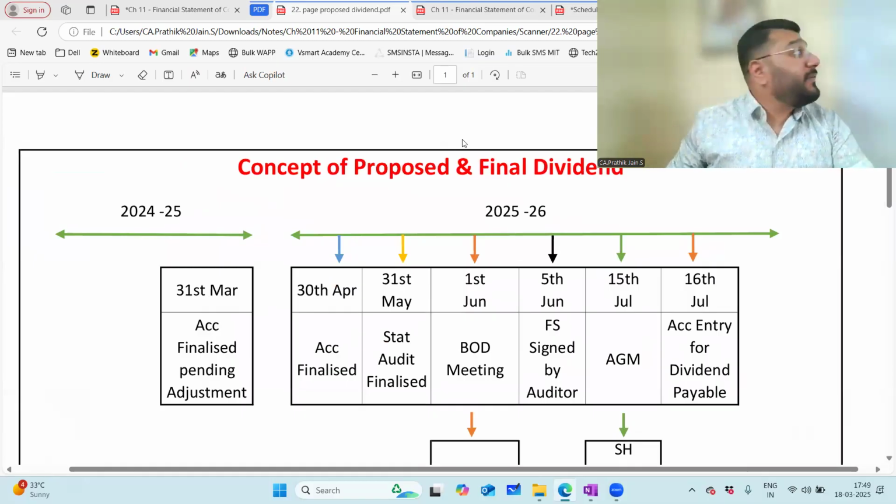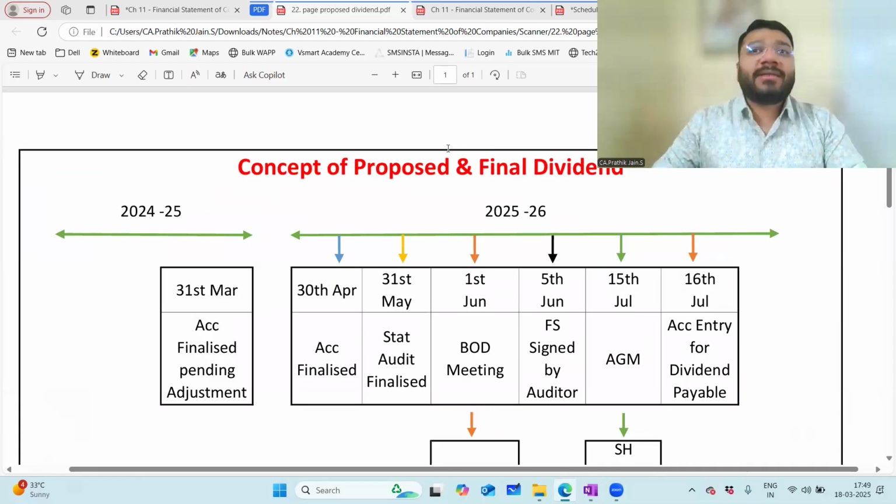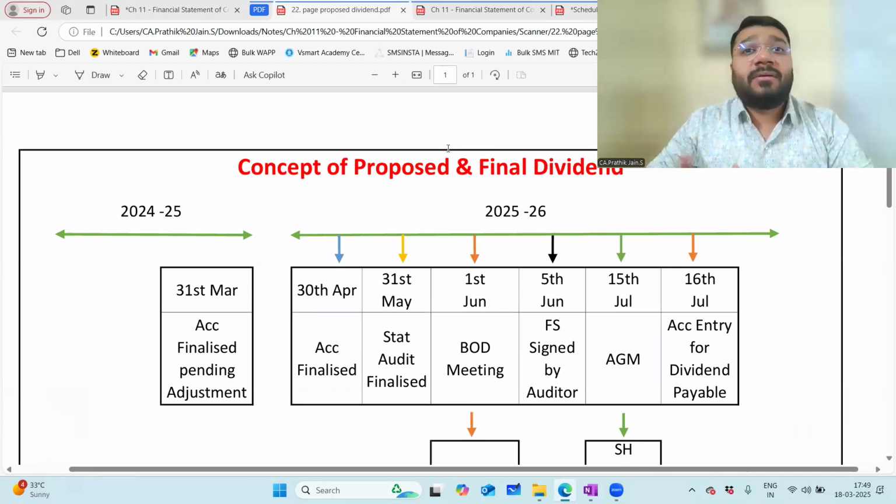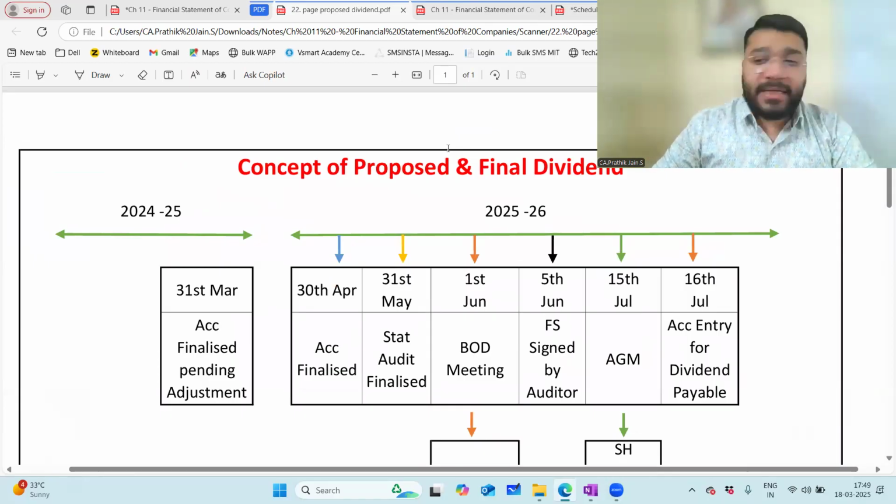Concept of proposed and final dividend. Guys, please pay full attention. Very, very important point, not just from this chapter point of view. In the upcoming classes, we'll be discussing some important chapters, for example, cash flow statement. There also this point will be connected. So please pay full attention to this.